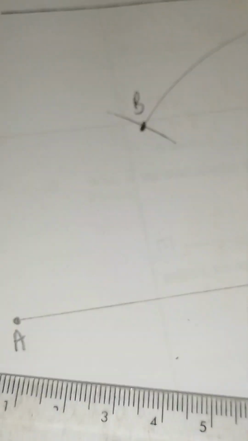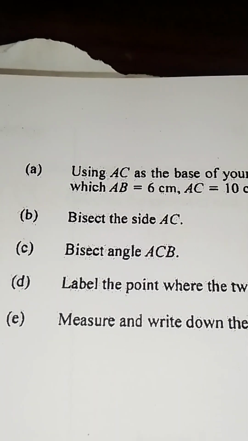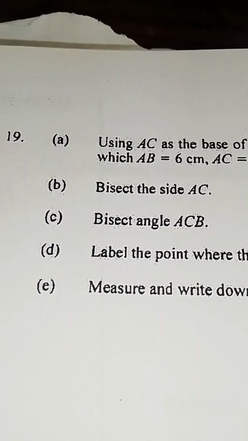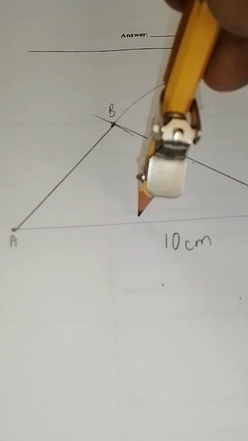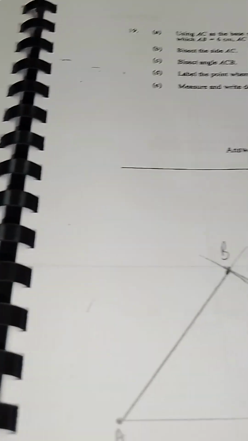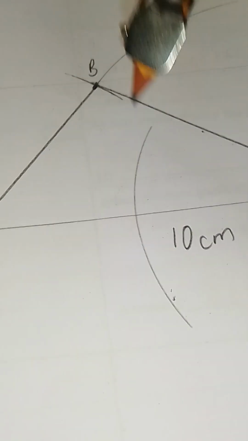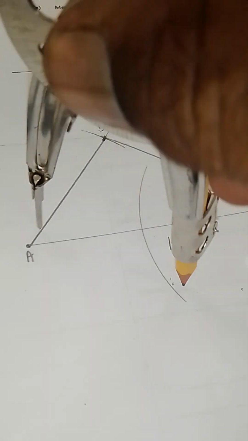Okay, 1 second. Good. So now it says bisect AC, right? So AC is a line. What I'm going to do is open this up to more than halfway. Let's estimate. That's more than halfway, right? And I'm going to draw an arc. I'm going to draw 4 arcs, okay? If you want to, you could just draw one continual arc like this. Then come over here. Don't change anything. Place your tip here. Draw an arc like this.